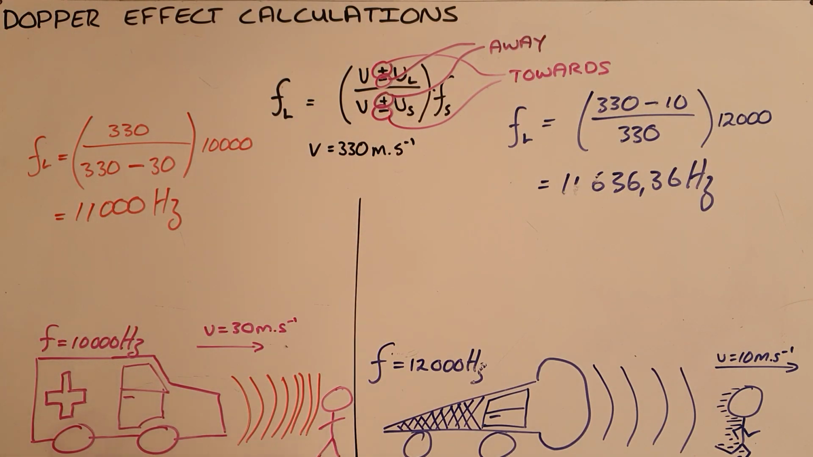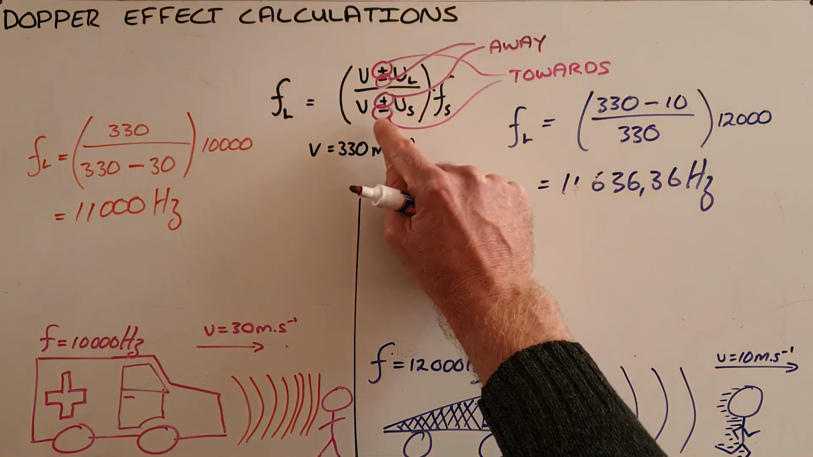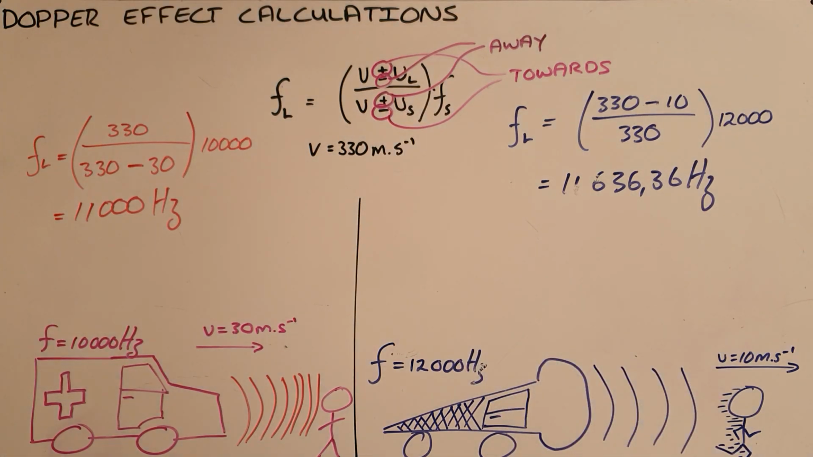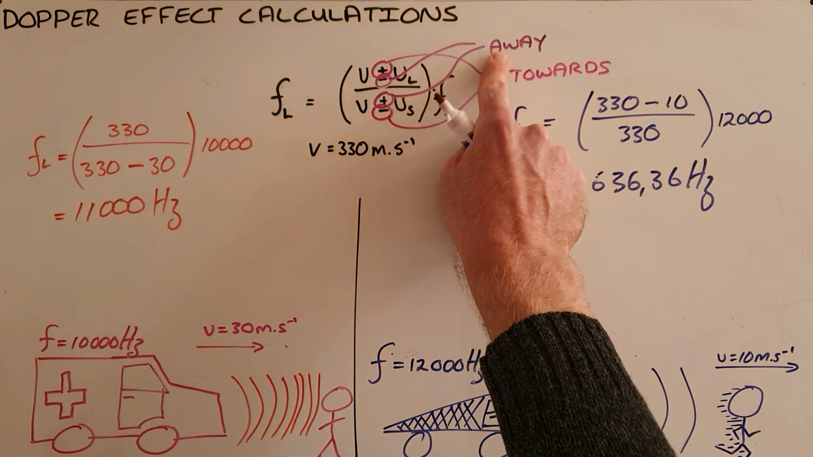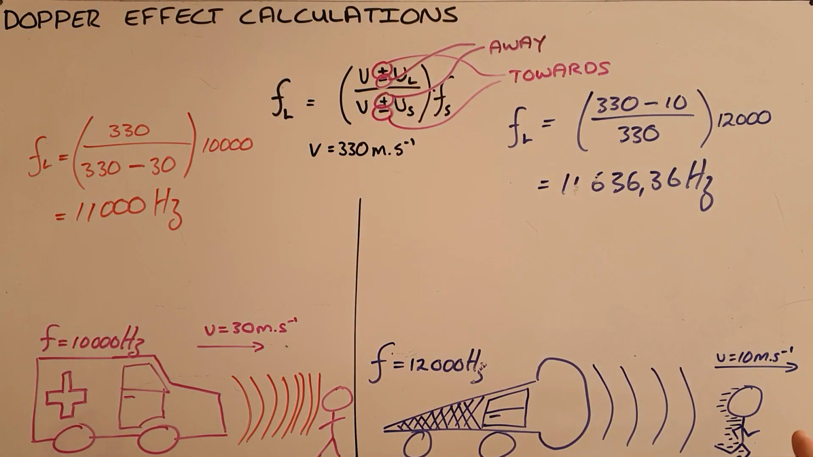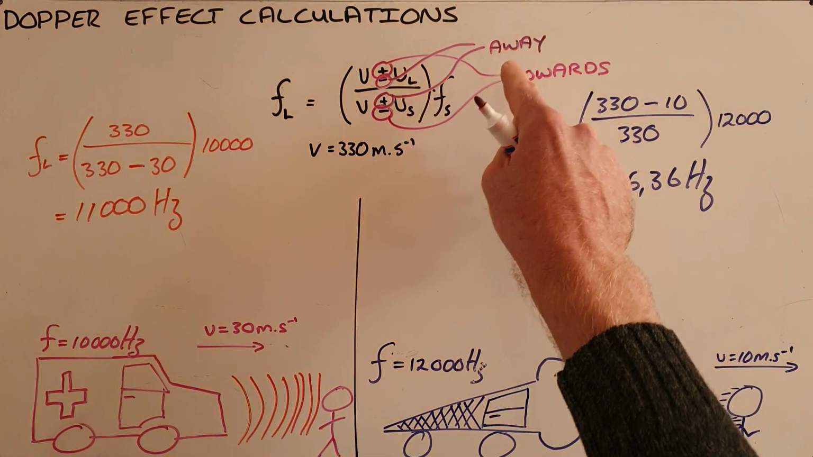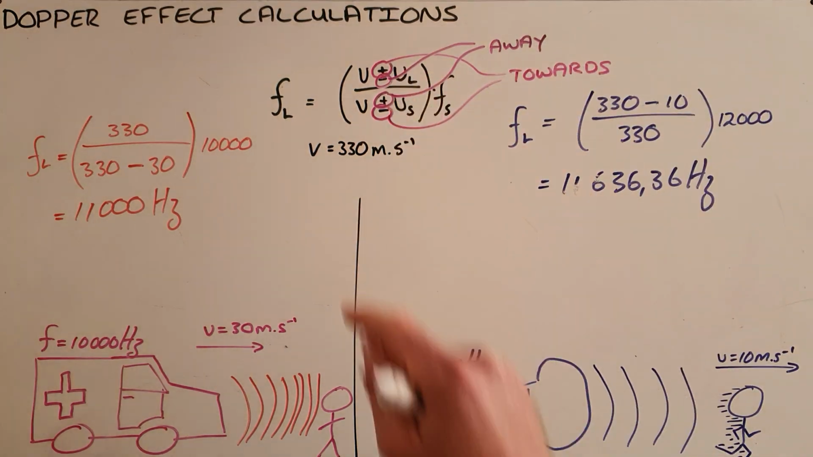If you can see, as in this example, we have the objects moving towards each other. We can see that it is the source that is moving, therefore we would use a minus at the bottom. For this object over here, we have objects moving away from each other. It is now the listener or observer that is moving, and therefore we would use a minus at the top.